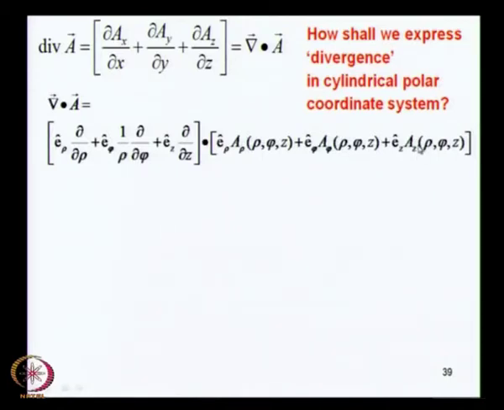So, each component of A is a point function, and in general each component may depend not just on the subscript that it is referring to, but on all the 3 coordinates. So, A rho will be a function not only of rho, but also of phi and z. Likewise, A phi will be a function not just of phi, but also of rho and z, and A z will be a function not just of z, but also of rho and phi, because these are point functions. So, they change from point to point.